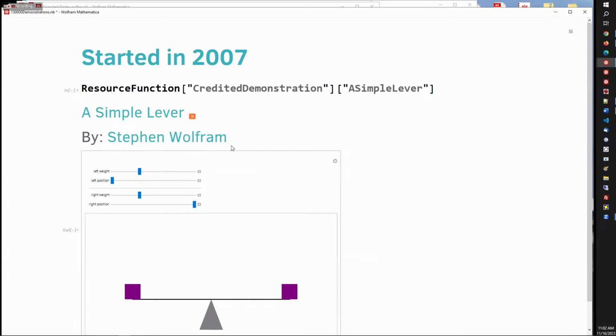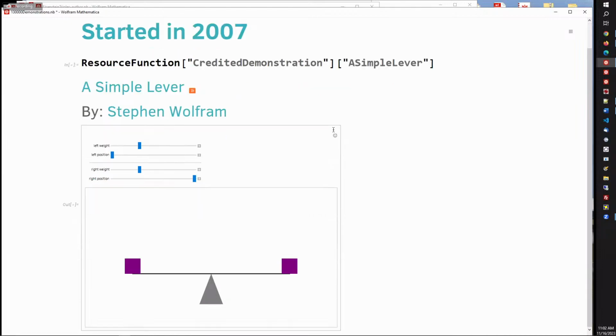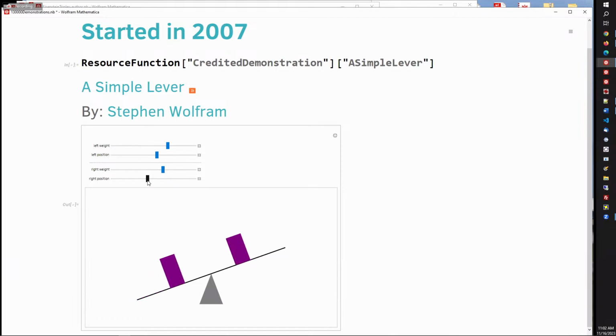So the project started in 2007, and this was my introduction to it. Our boss, Stephen Wolfram, called me up and said that he was writing a series of these demonstrations to show off simple principles. For example, here's a simple lever, and he wrote the code for this while I was on the phone with him. While he was explaining this, he was also writing this code. So we can visit this.